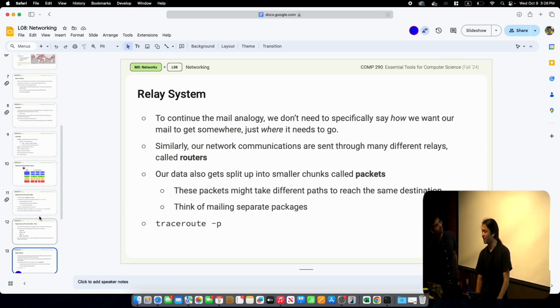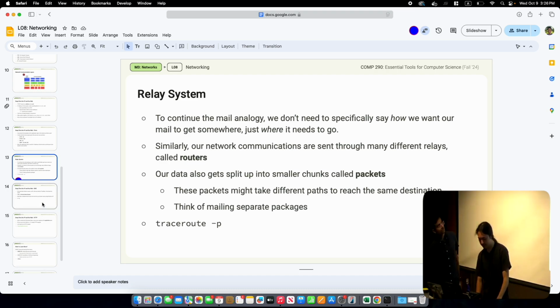I actually didn't know about that until very recently. But you can see that that relay system works like that. It's not a single connection between you and the endpoint. It goes through a lot.